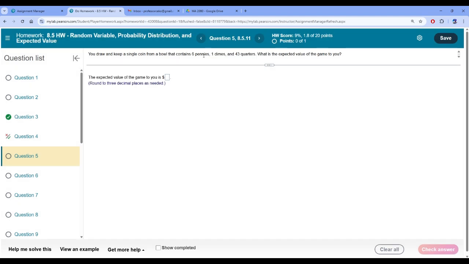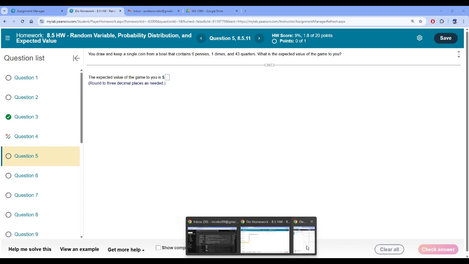Here you have 6 pennies, 1 dime, 43 quarters. Each of these has a value, so you would add them all up and then figure out what your expected value is. Now remember, 6, 1, so 7, so then you have 50 coins in general, so understand that the probabilities would be 0.12, 0.02, and 0.86. And you just multiply it all and add it up.